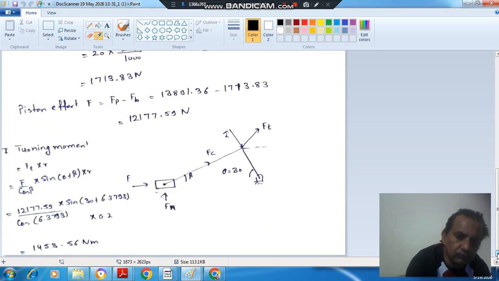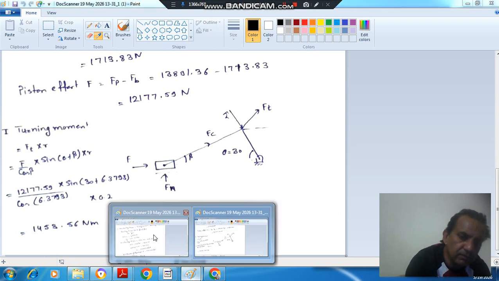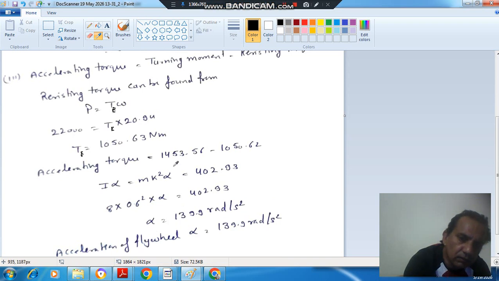That is less than the turning moment that we have calculated here, which is 1453.56. So it means the turning moment is greater than the torque required, so the flywheel will accelerate. Suppose alpha is the angular acceleration of the flywheel and I is the moment of inertia of the flywheel. Then this difference, 402.96, will increase the speed of the flywheel, or accelerate the flywheel. So that is I alpha, or we can say m k square alpha.